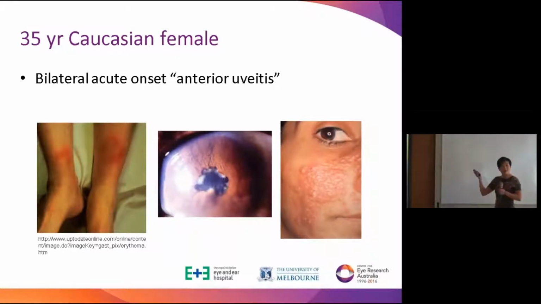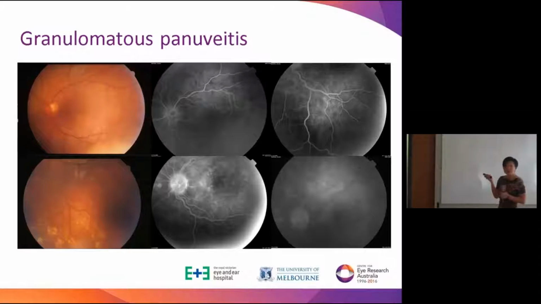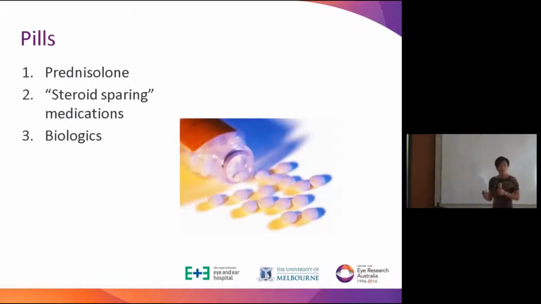You might remember this 35-year-old lady with sarcoidosis. You know she's got granulomatous panuveitis. You know this is not going to go away in a month. This is long-term, significant disease, and it's more than just drops in this situation. And this is when we have to start talking about pills. We're talking about prednisolone, steroid-sparing agents, and biologics, which is what I'm going to try and cover today.